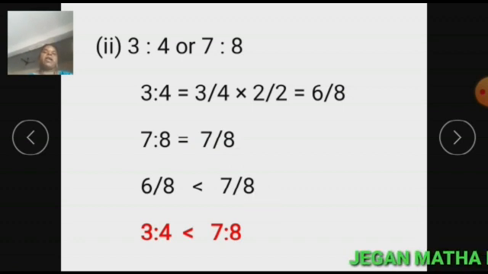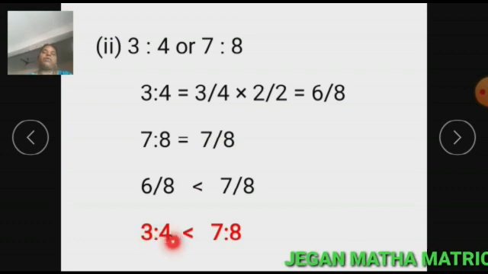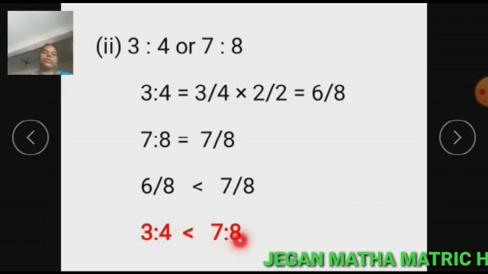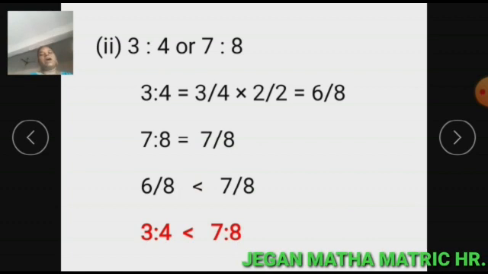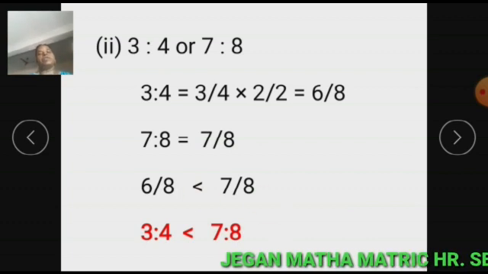Here 7/8 is the larger number. So 3:4 is less than 7:8. So the larger ratio is 7:8.